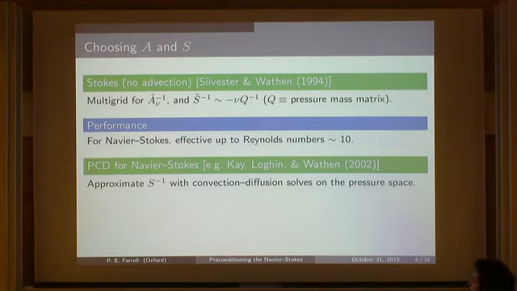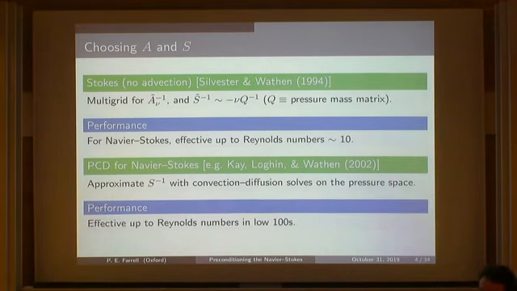So probably the most computationally successful is this PCD strategy, this pressure convection diffusion, where they approximate the Schur complement with operators like convection diffusion operators on the pressure space. It works okay. It works up to maybe Reynolds numbers in the low hundreds. You can question the basis of it. For example, the pressure space is only L2. What does it mean to solve a convection diffusion equation on this space? So the theory is weak, but it's effective for the low hundreds. But what I'm going to show is several orders of magnitude beyond this. I'm going to show results that are robust up to Reynolds number 10,000.